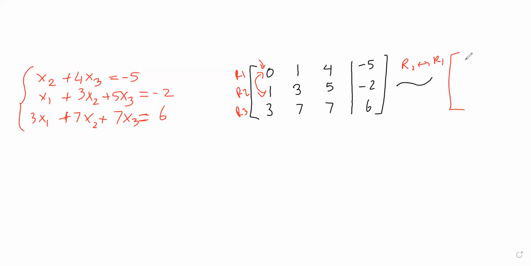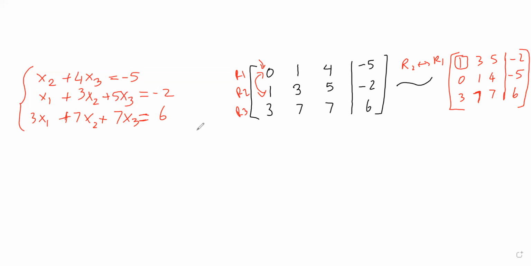And we'll get this. So we'll get 1, 3, 5, and then -2 here. And then 0, 1, 4, -5. Then this will stay as it is. This is 7, and then 6. Okay, now this is our ideal position to start with. That has to be non-zero.